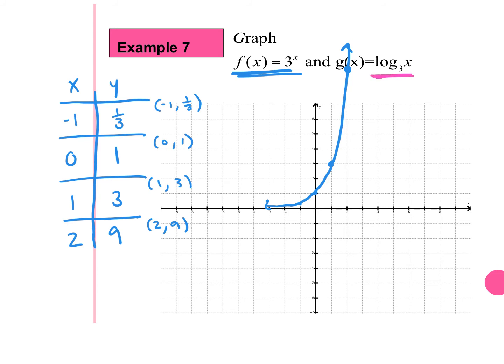Now to graph my log function, I want to flip my x's and make them my y's, and my y's are going to become my x's. So my points flip. So instead of -1, 1/3, I have 1/3, -1. So I'm going to go to the right 1/3 down to -1. This one becomes 1, 0. So I'm going to go to the right 1, stay on 0. This one becomes 3, 1. So I go to the right 3, up 1. And this one becomes 9, 2. So I go to the right 9, up 2. And then that's my graph.